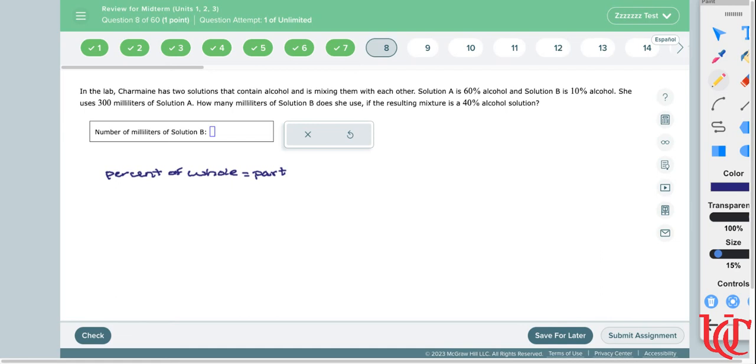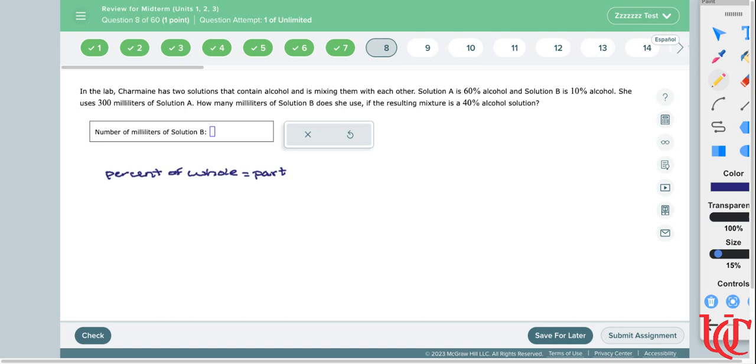So in a lab, Charmaine has two solutions that contain alcohol and is mixing them with each other. Solution A is 60% alcohol and solution B is 10% alcohol. She uses 300 milliliters of solution A. How many milliliters of solution B does she use if the resulting mixture is a 40% alcohol solution?